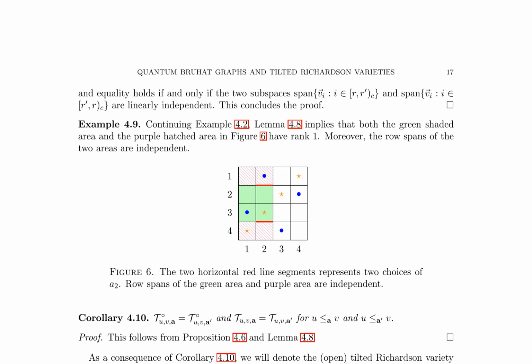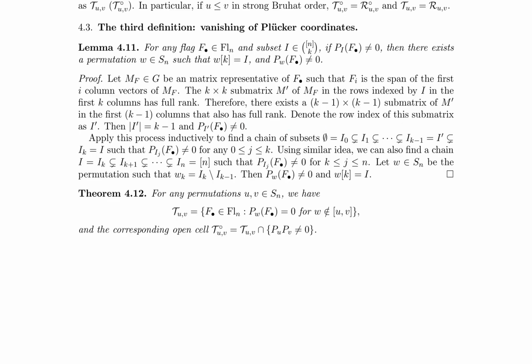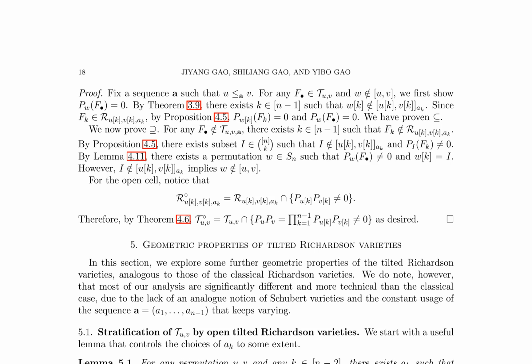The research paper discusses quantum Bruhat graphs and tilted Richardson varieties, focusing on their properties and relationships. It begins by explaining the definition of quantum Bruhat graphs and their connection to tilted Richardson varieties. The authors then delve into the proof of a lemma that implies the row spans of certain areas in a figure are independent. This independence is crucial for understanding the properties of the tilted Richardson varieties. The paper also introduces a corollary that follows from the lemma, which is used to denote the open tilted Richardson variety. Further, it discusses the vanishing of Plücker coordinates and its implications for the varieties.